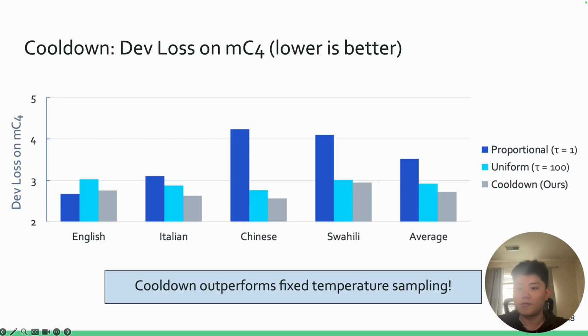We then validate our findings on more realistic tasks under this setting. In this case, we pre-train a 280 million decoder-only language model on 4 languages selected from this corpus. Recall that English is significantly more than other languages. We found that our method outperformed other methods using a static temperature of temperature equals 1 and temperature equals 100.